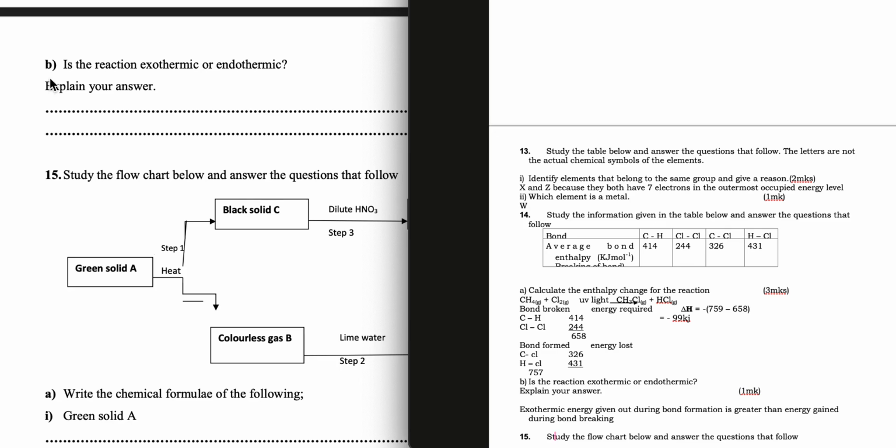Question 14b. Is the reaction exothermic or endothermic? Explain your answer. Exothermic. Why? Because energy given out during bond formation is greater than the energy gained during bond breaking.